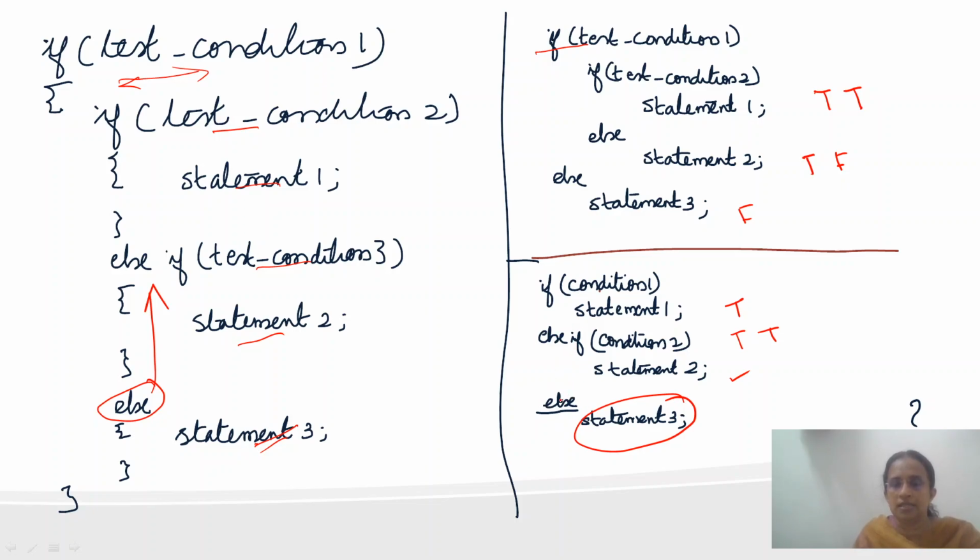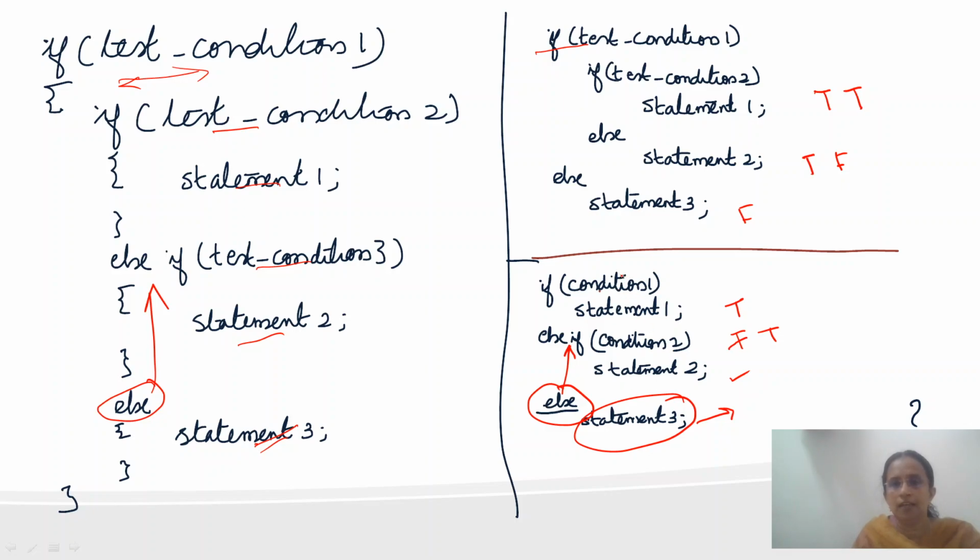There's only one else here, so we should know to which if we have to associate this else. Else is always associated with the nearest if. So this is the else of this. We can write it anywhere we want, but this else is always associated with this if. So statement 3 is executed when condition 1 is false.